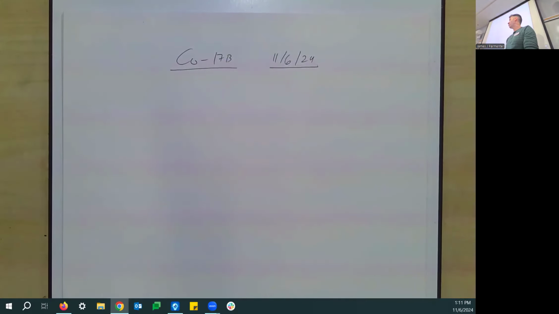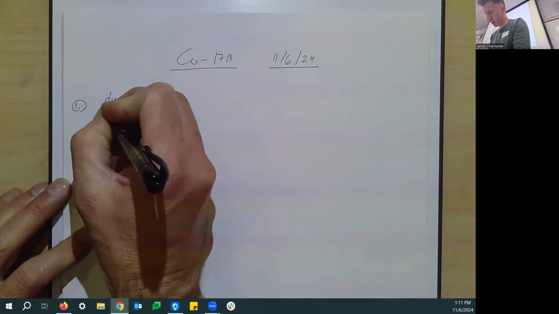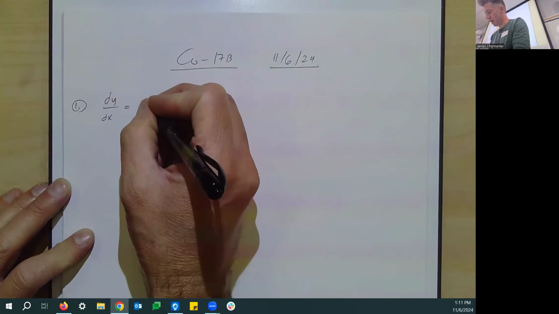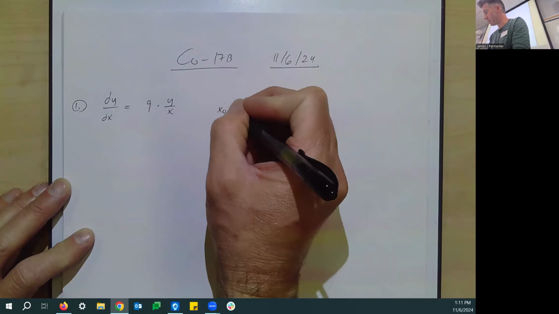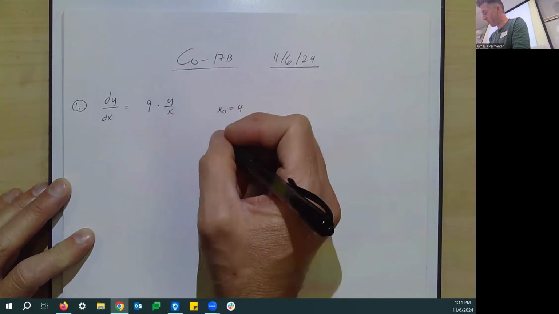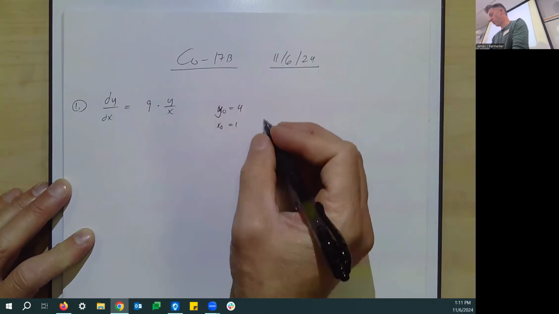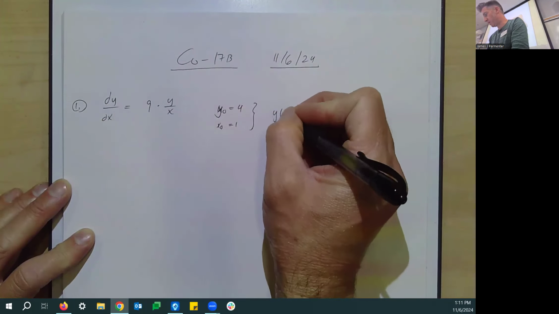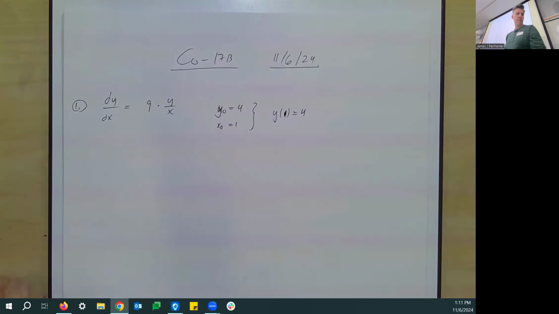All right, let's start with that problem on the board. We have dy/dx equal to 9 times y over x. And x naught is... sorry, y naught is 4. X naught is 1. Or in other words, y of 1 is equal to 4.